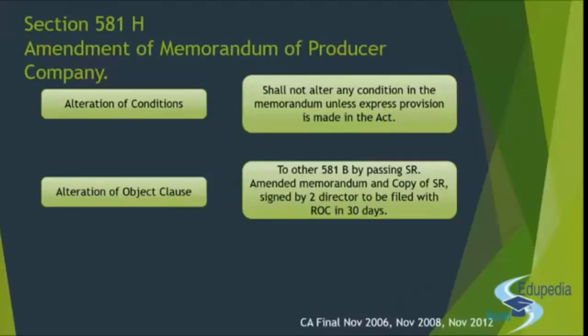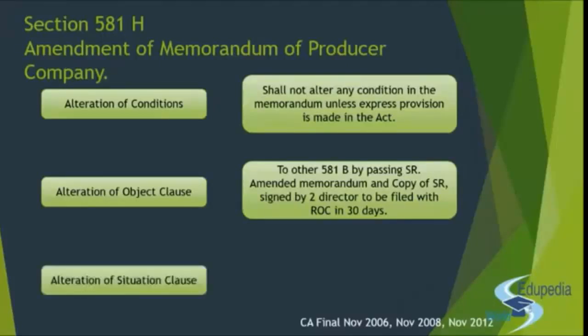Then basically in general you are not allowed to amend anything in the memorandum unless and until it is specifically provided. So alteration of object clause is specifically provided, and also the alteration of the situation clause is provided, right? Now what is the alteration of situation clause? Alteration of situation clause basically is the shifting of the registered office of the producer company. So now this can be in 2 different cases. There can be 2 different situations of your shifting. One is when you shift the registered office from the jurisdiction of one ROC to the jurisdiction of the other ROC. So only the jurisdiction changes as per the geographical location of your registered office.